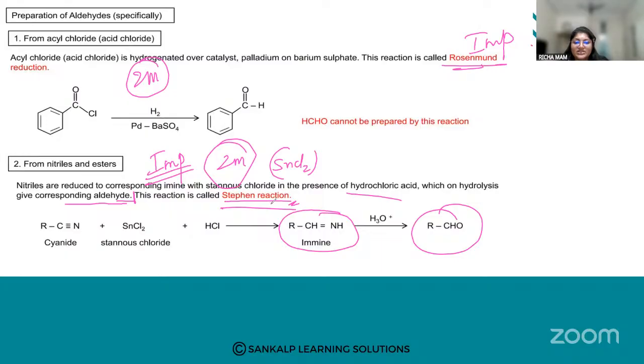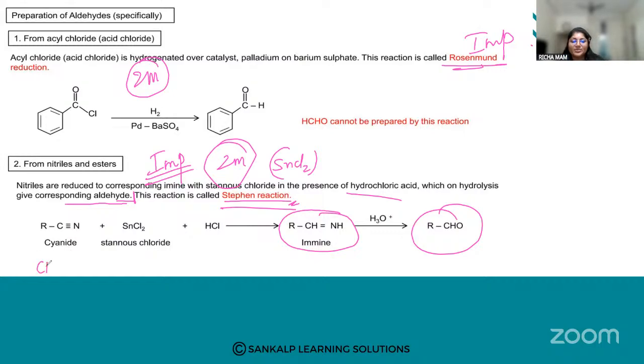This name reaction is called the Stephen reaction. The general reaction is RC triple bond N, that is a cyanide, reacting with stannous chloride plus HCl, in the presence of HCl, to give you an imine. This imine further undergoes acid hydrolysis to give you what? The aldehyde.